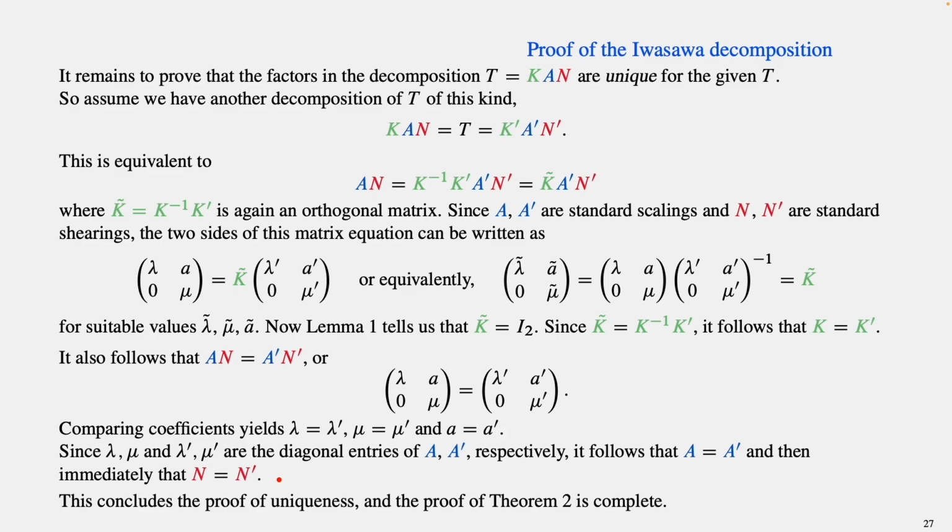So this concludes the proof of the uniqueness of the Iwasawa decomposition, because what we have shown is that if we assume we have two decompositions of one and the same matrix T, then it follows that each corresponding factor on the left must be identical to the corresponding factor on the right. So this decomposition is really unique for the given matrix T. And this concludes the proof of theorem 2, the statement for the Iwasawa decomposition in total.